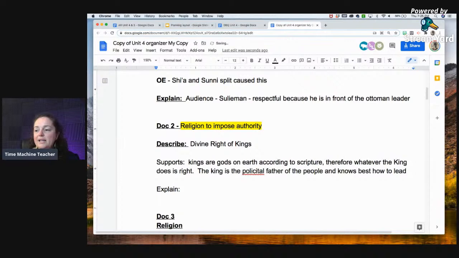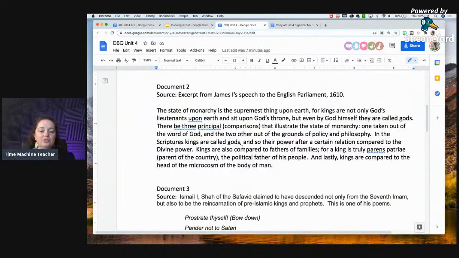So what did I do there? I'm pulling something from the document that's proving that religion was used to impose authority. Now, this one might be a good one to do point of view on, because we know James the first is a king. What does he believe? He believes that kings are like gods on earth.